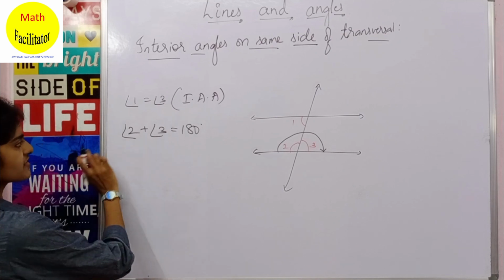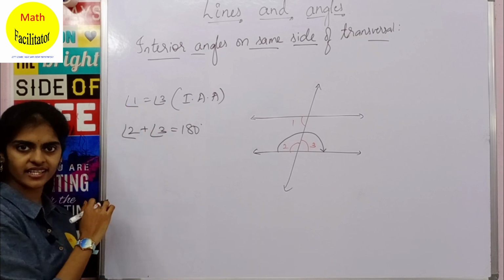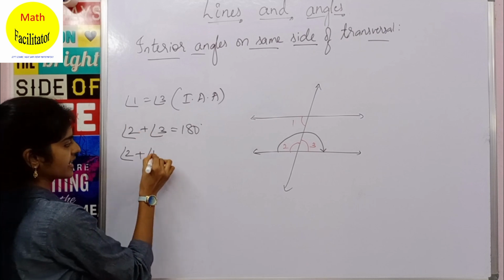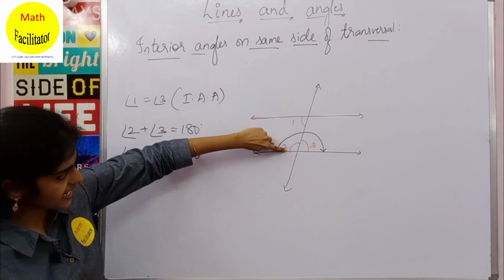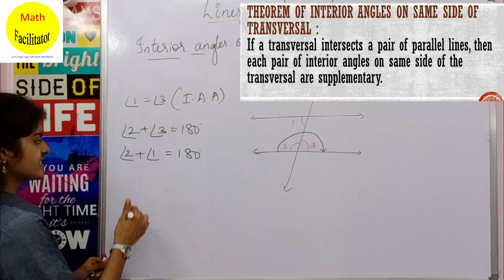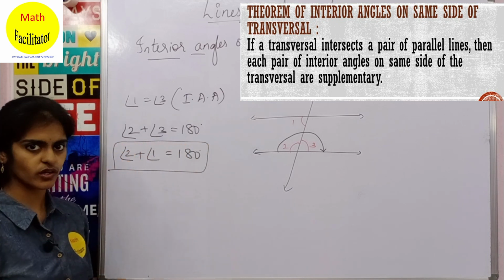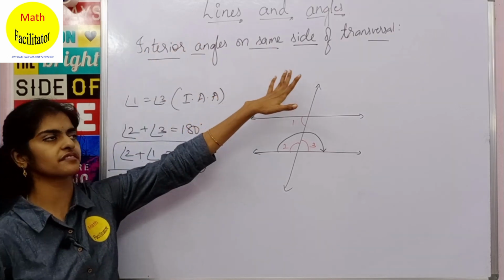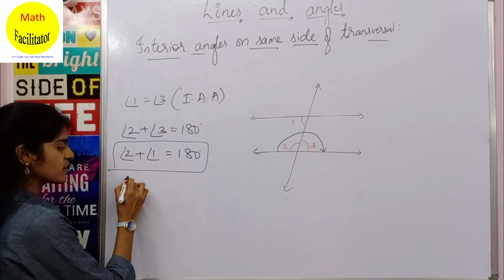You have seen that angle 1 is equal to angle 3. So instead of angle 3, can I replace it with angle 1 here? So angle 2 plus angle 1 is 180 degrees. That means angle 2 plus angle 1, which are interior angles on the same side of the transversal, sum to 180 degrees. Similarly, you can prove that the sum of exterior angles on the same side of the transversal is also 180 degrees.